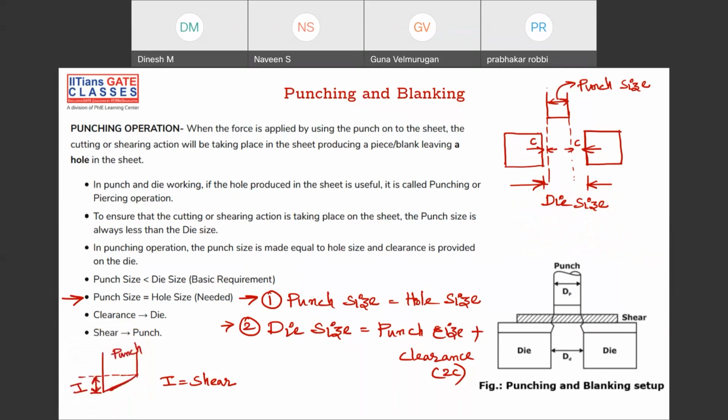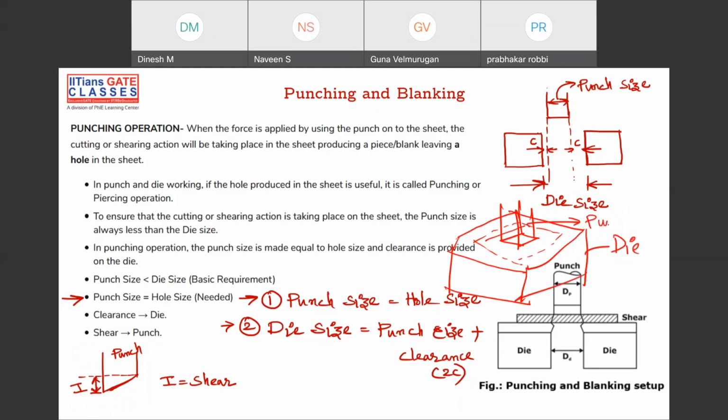Okay, fine. Now, if you want to draw a precise diagram, then we'll draw something like this. Your punch, and this is your sheet. This is your die. This is the punch. You're trying to understand. And this is your sheet workpiece. Okay. Fine.